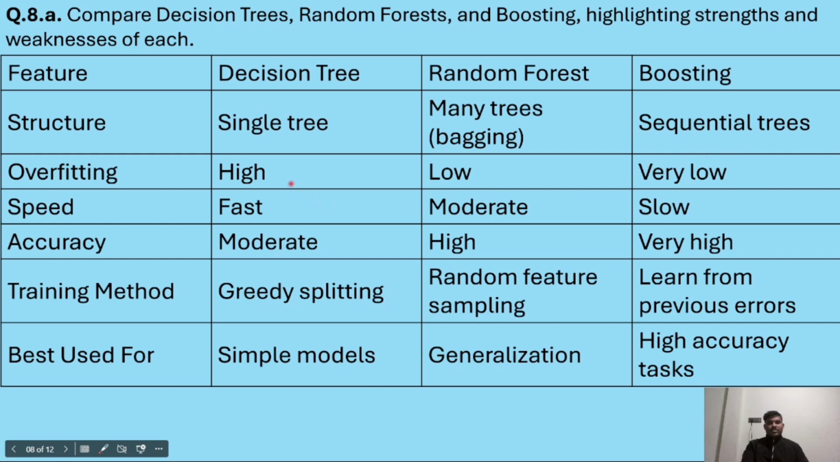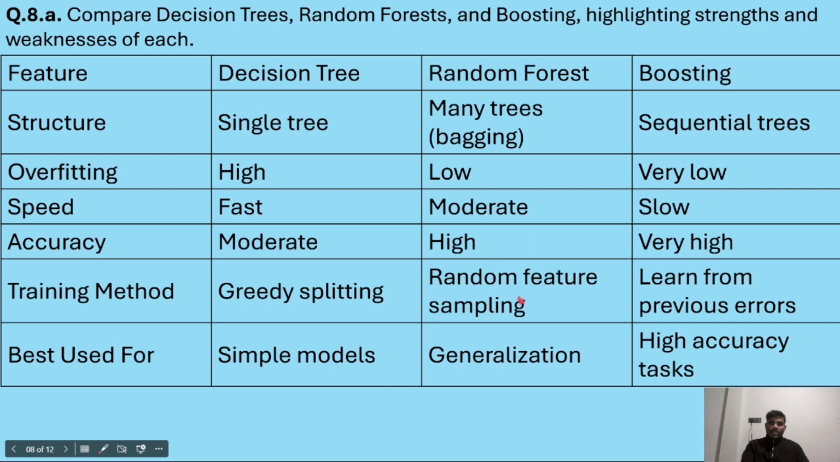Overfitting in decision tree is high, overfitting in random forest is low, and overfitting in boosting is very low. Speed of decision tree is fast, speed of random forest is moderate, and speed of boosting is slow. Accuracy for decision tree is moderate, accuracy of random forest is high, and accuracy of boosting is very high. Training method for decision tree is greedy splitting.